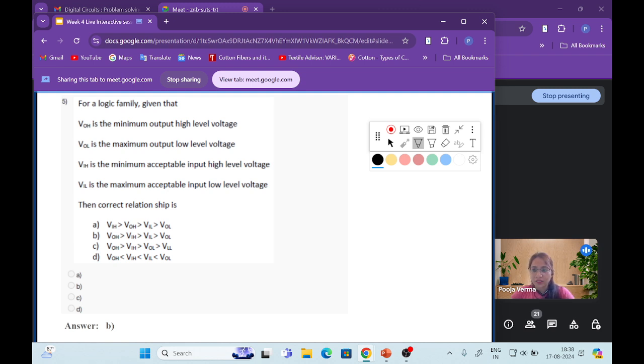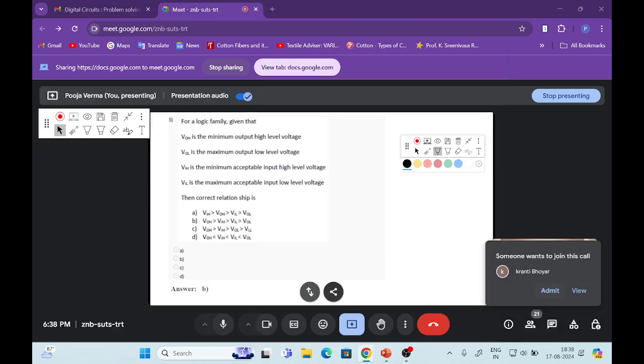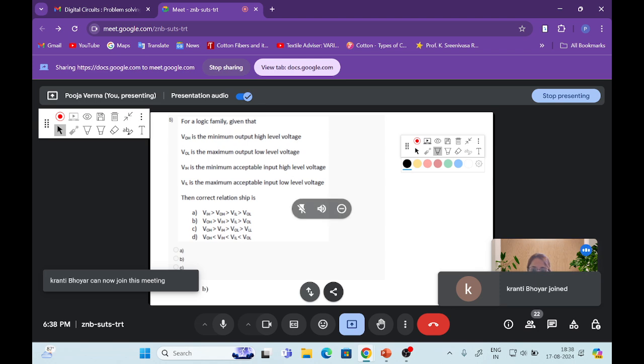So next question is, for a logic family, given that VOH is the minimum output high level voltage, VOL is the maximum output low level voltage, and VIH is the minimum acceptable input high level voltage, and VIL is the maximum acceptable input low level voltage. So which one is the correct relationship between these options?